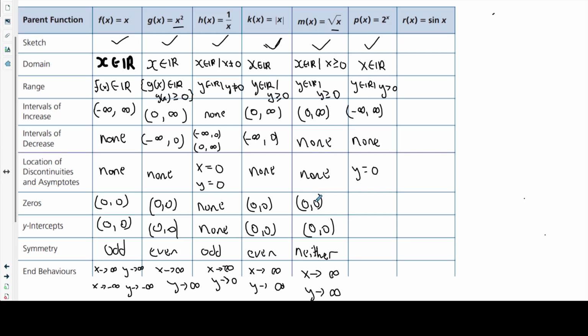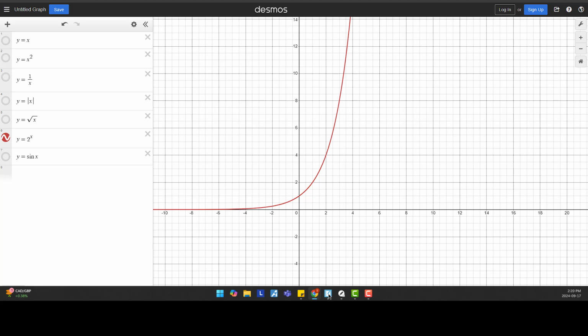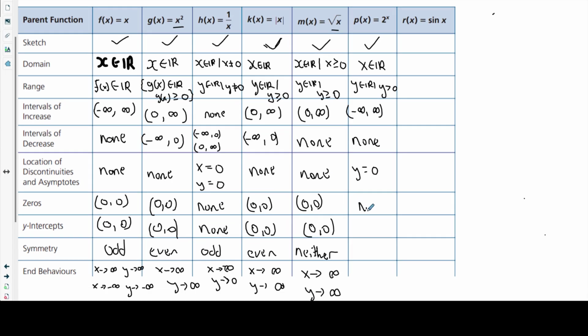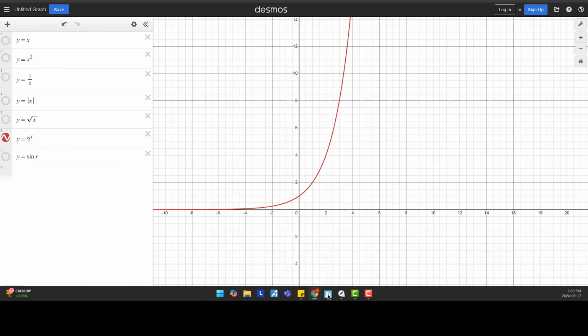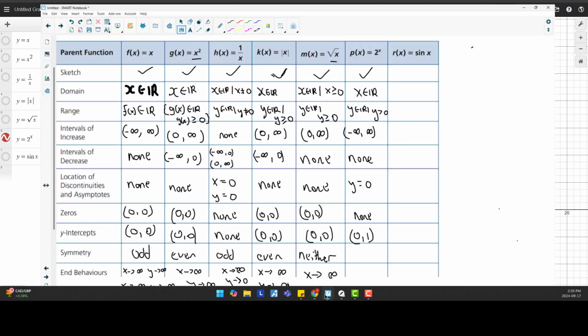As for the x-intercepts, this function doesn't intersect the x-axis, so none. Y-intercept, 0, 1, because it intersects the y-axis at 1.